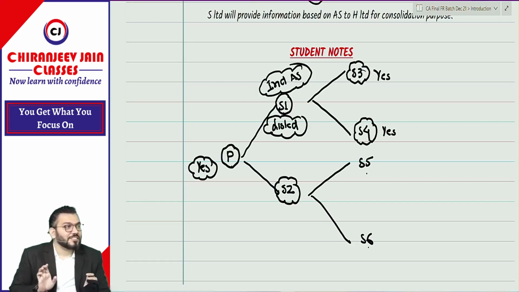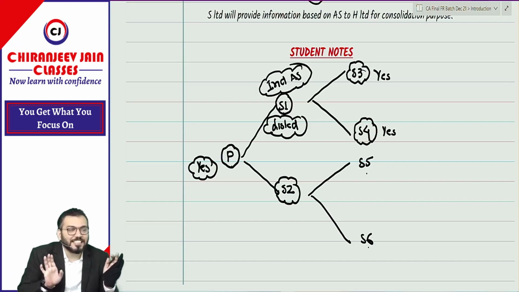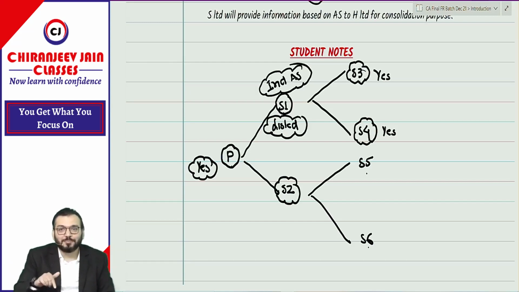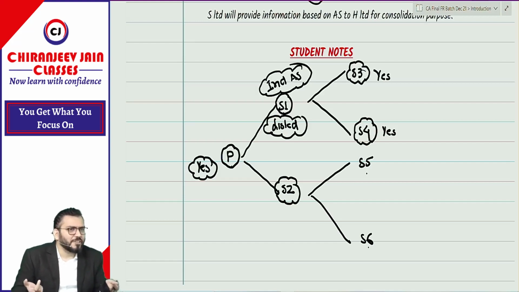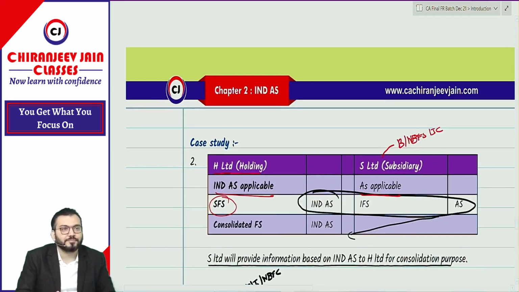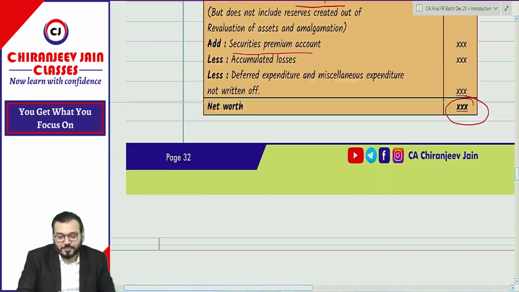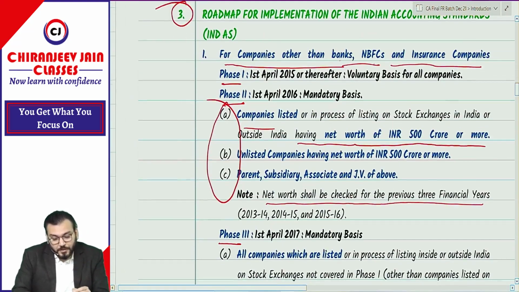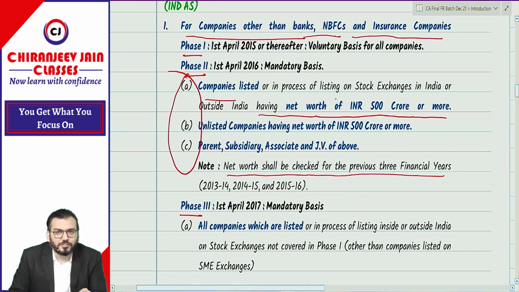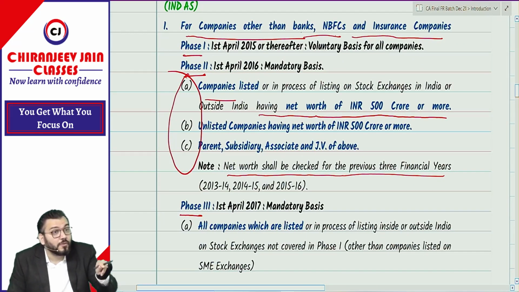Whatever you are saying is correct as per common sense, but not as per the rules given. Let us read the rules. When you read the rules, we need to interpret them. So let us check what is given. Read carefully. First, point A: company listed or in the process of listing. Then B: unlisted company having a net worth of this. Then they have written parent, subsidiaries, associate and joint venture of A and B.